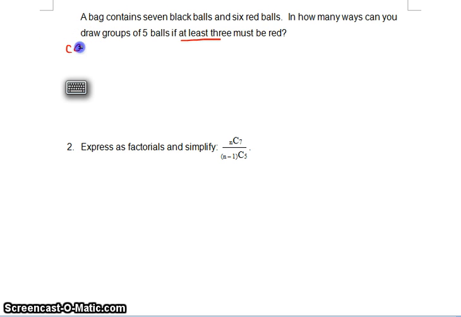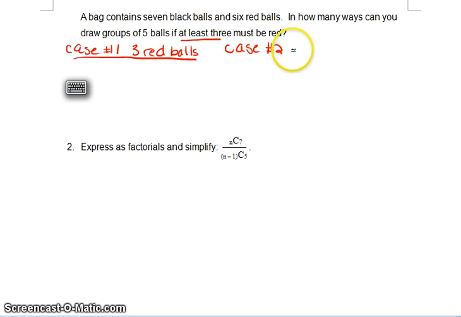So case number 1 is when we have 3 red balls. Then case number 2 is when we have 4 red balls. And then our last one is when we have 5 red balls.